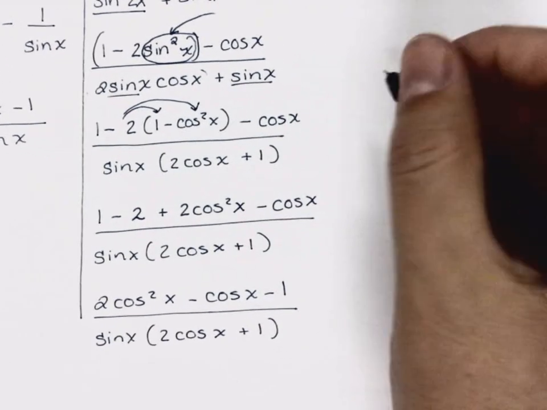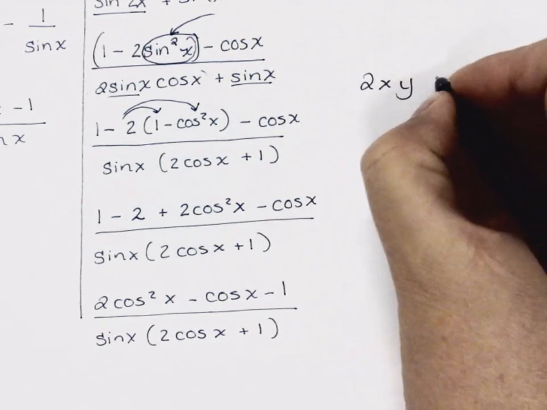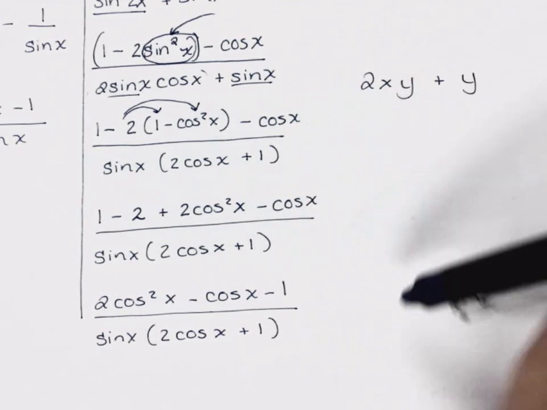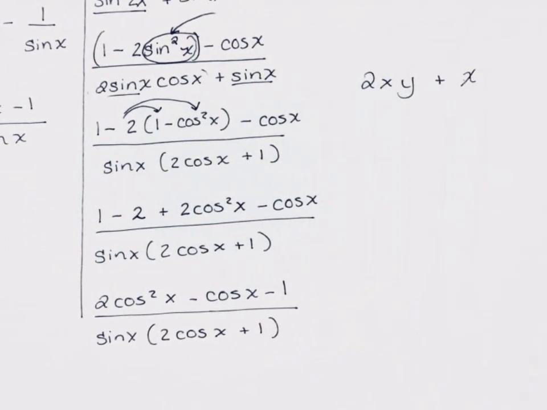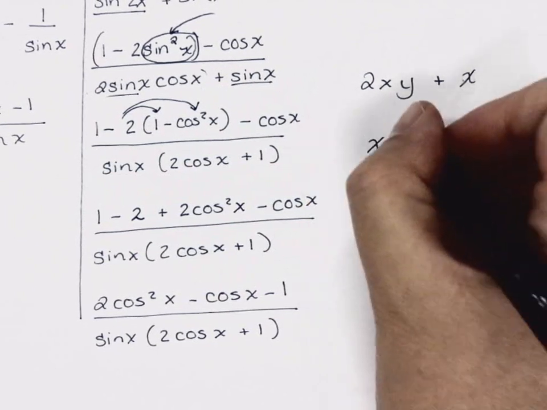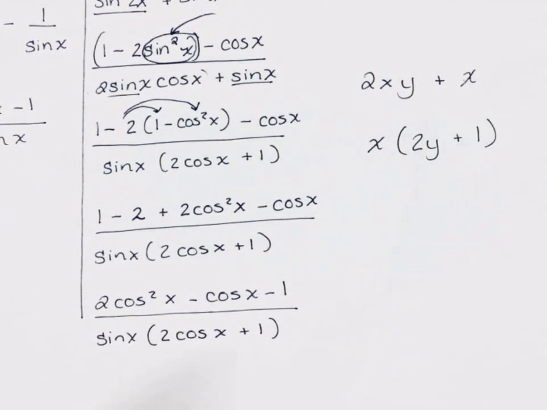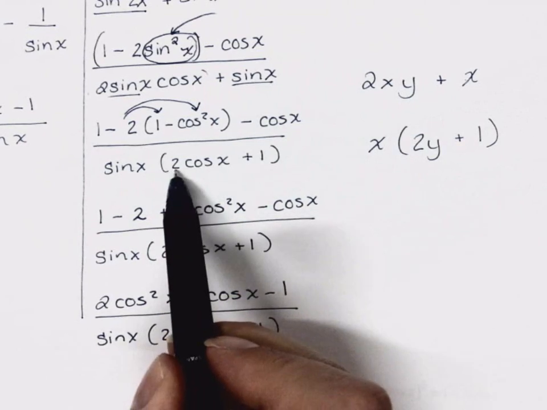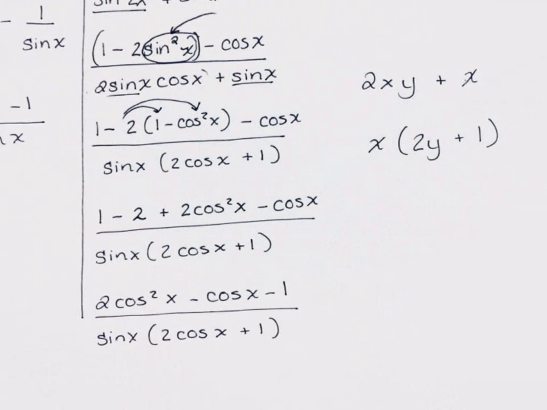Okay, guys. If I have 2xy plus x, what can I common factor out? An x. What am I left with? Right? So that's the 2y plus 1. I just common factored. That's all I did there.